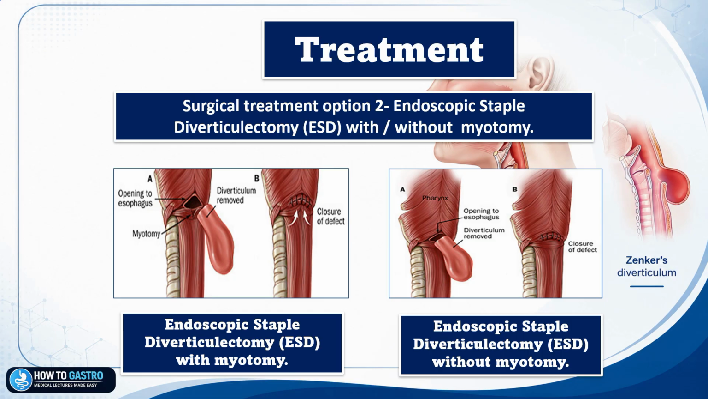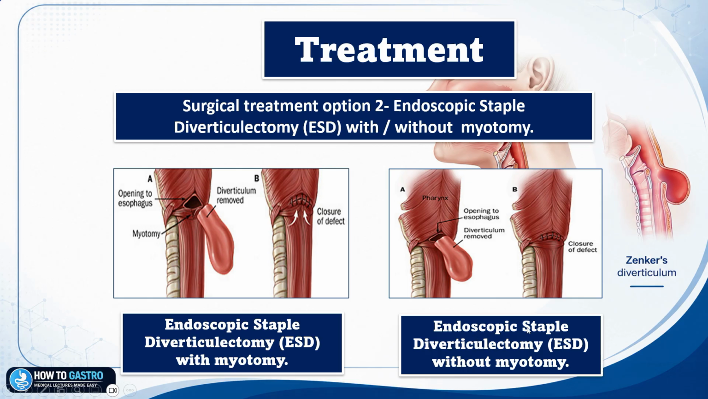Surgical option 2 is the endoscopic staple diverticulectomy with or without a myotomy. A diverticulectomy means the removal of the diverticulum, and this can be done with or without a myotomy. The myotomy is basically the cutting of the muscle. Here we have the endoscopic staple diverticulectomy with the myotomy. We see this muscle is cut and introduced here to close the defect. So this is stapled closed with the muscle forming over that section.